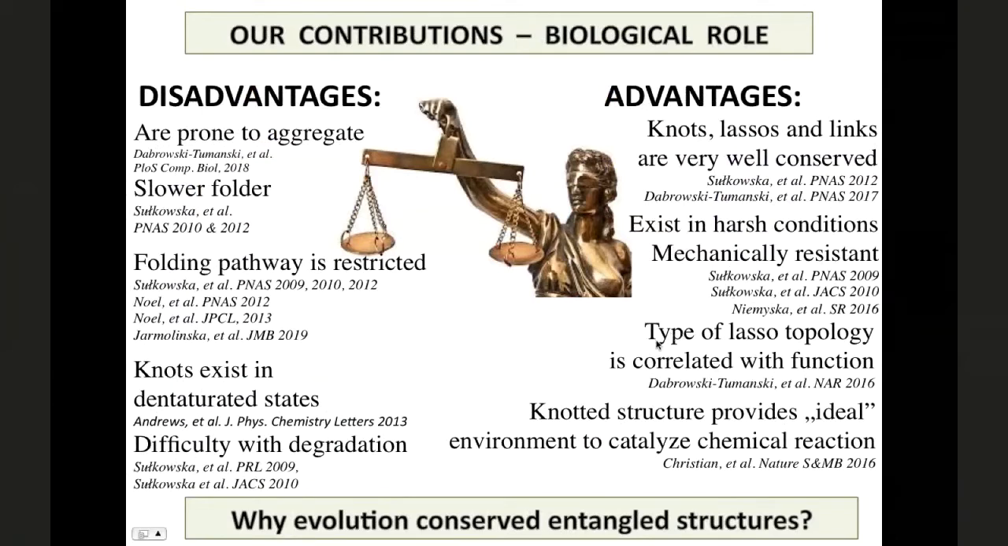It is possible to correlate the lasso topology with some function, and I will talk about this a little later on. And I think at least in one case, we can show that the knotted structure provides an ideal environment to catalyze a chemical reaction. So then you can ask why evolution conserves entangled structure. This is one of the fundamental questions that we would like to answer, that will explain why only 7% of proteins are entangled, or whether this is a lot, or a very small number.